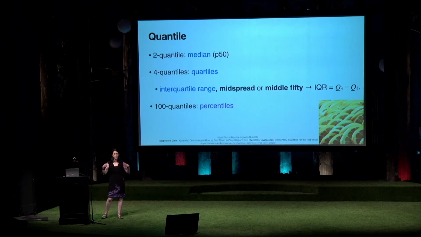Quantile is just a generic term that covers more, right? A quantile is the cut point when you chop off your data. If you chop your data into two equal parts, that is a 2-quantile, also known as the median, also known as P50. And 100-quantiles is when you have a lot of patience and you chop your data into 100 pieces of equal parts, and that is called a percentile.